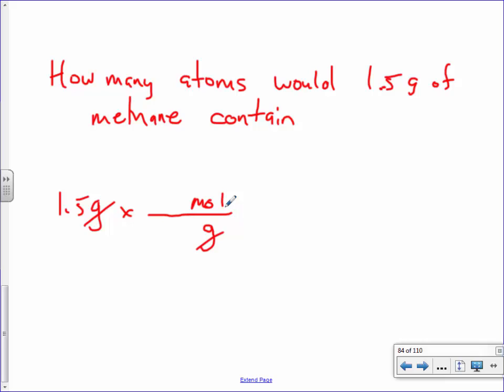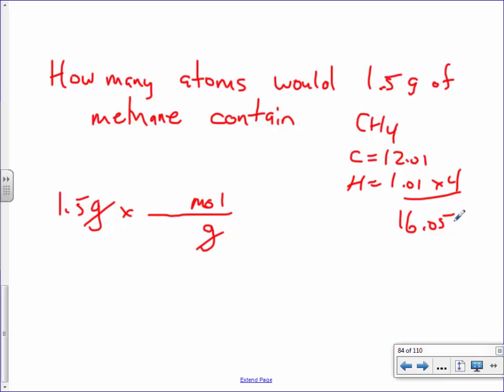I guess first question, what is methane? Good, okay, so methane is CH4. So that would be carbon is 12.01 and hydrogen is 1.01, but you need 4 of them. So this one is, I think, 16.05. So if you were to have 1 mole of methane, it would weigh 16.05.